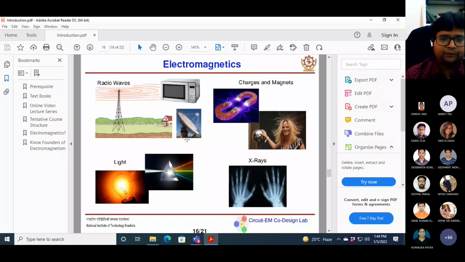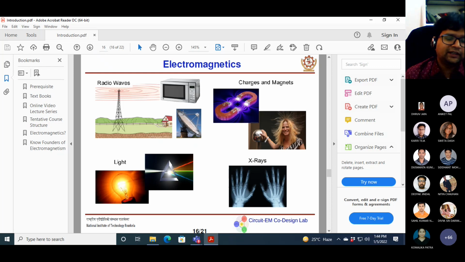Some of you may be familiar that in India there is a very large radio telescope center, and using this telescope they try to observe certain phenomena which are not possible using visible light. Using a visible light telescope you cannot detect all the phenomena happening in the universe. Sometimes we need a radio telescope.